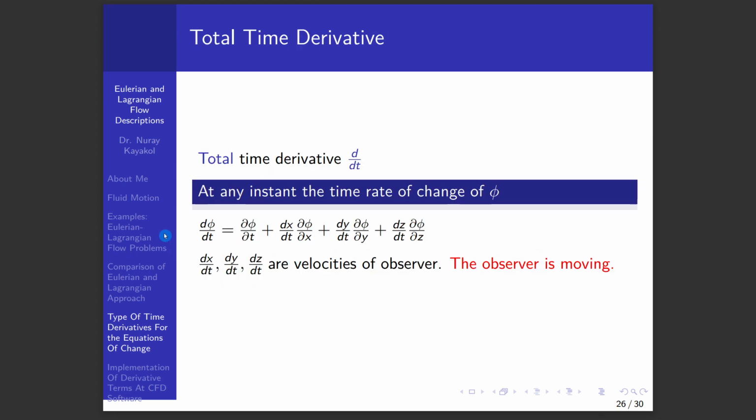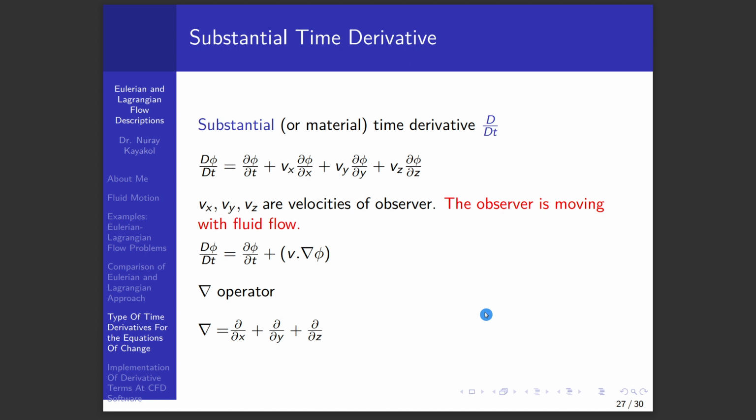But when we write the total time derivative, the observer is moving. So there is another time derivative. It's the substantial time derivative, big D over dt.